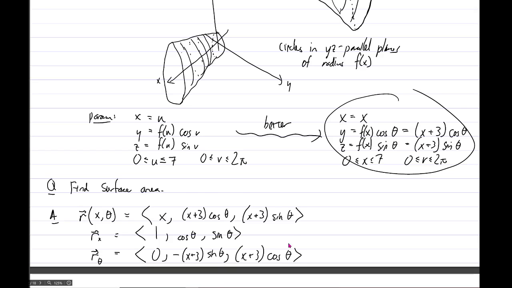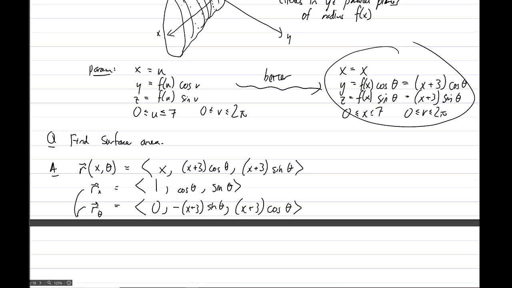Now we also need to take the cross product of these two vectors. We'll spare some of the details, but if you do r sub x cross r sub theta, you will get the following vector: ⟨x + 3, −(x + 3) cosine of theta, −(x + 3) sine of theta⟩. Again, we haven't worked out these details in specific. You're going to have to do that on your own.